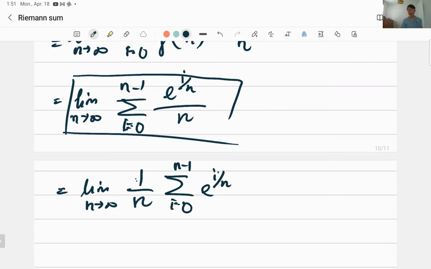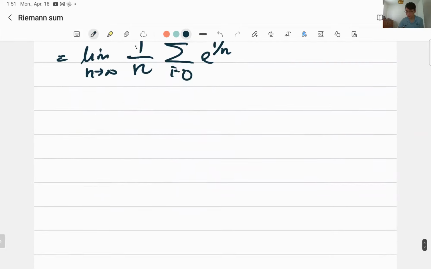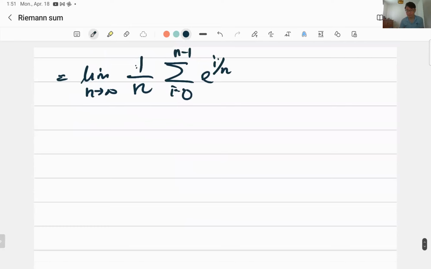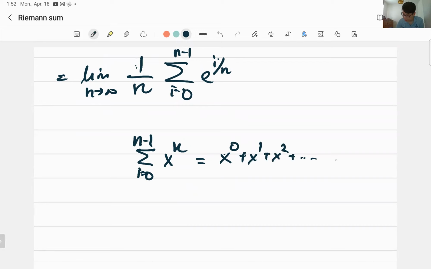You remember in the last video I mentioned evaluating x to the power of k. That means x to the 0 plus x to the 1 plus x squared, up to x to the power n minus 1. That means I only have to multiply what?